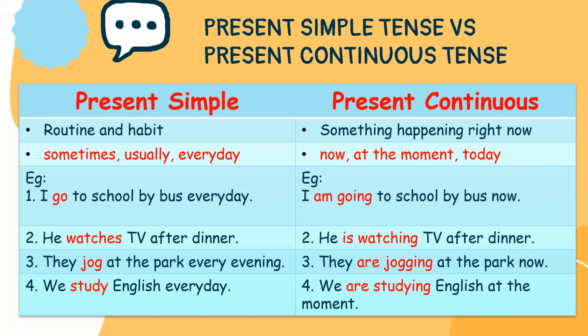So number 2, he is watching TV after dinner. So for he, we use is. Number 3, they are jogging at the park now. So for they, we use are jogging. Number 4, we are studying English at the moment. So for we, we use are studying.